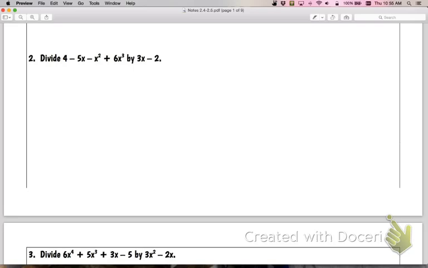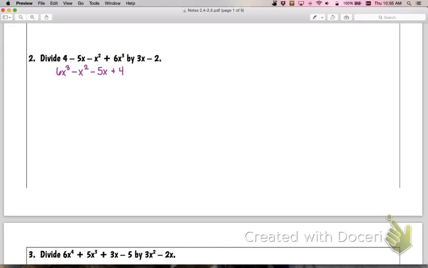We also need to think ahead and try to decide if there are going to be any exponents that are missing. So I have 6x to the third minus x squared minus 5x plus 4. That would be standard form. Are we missing any of the exponents there? No. 3, 2, 1, constant. Everything is accounted for, so we're good.